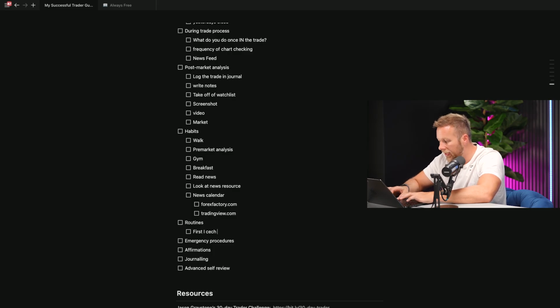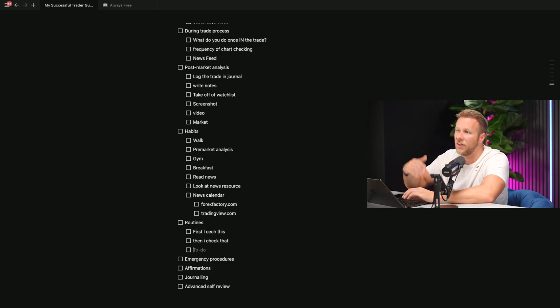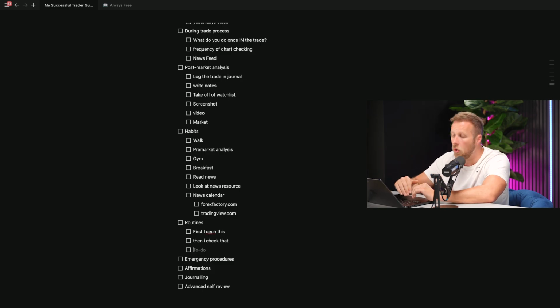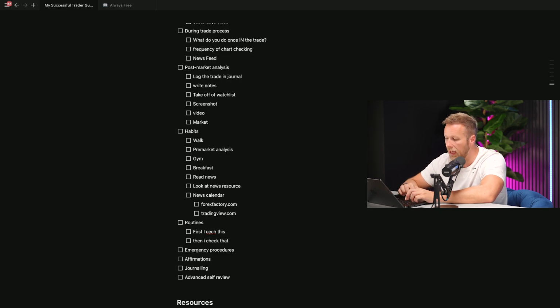And then routines is pretty similar, but routines is not habits. It's more the times at which you do things, the way that you do them. The habits are the things you do, and the routines are the way that you do them. So, first I check this, then I check that, etc., right? And you want to have a section of routines and the order in which you do those habits.